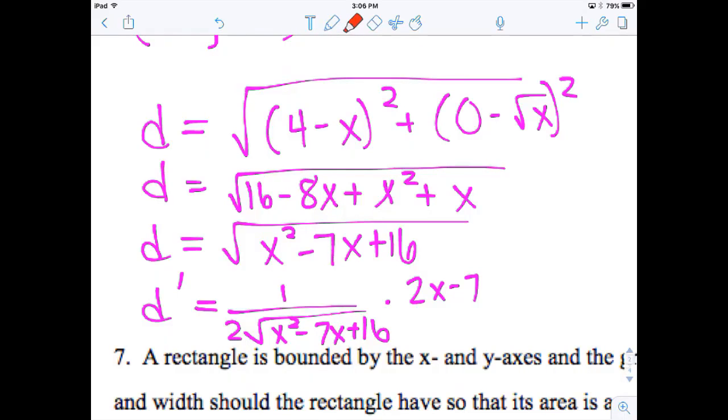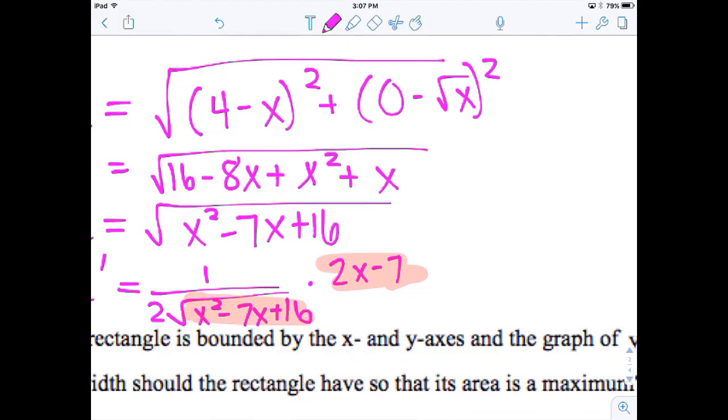And what we're looking at here is this quadratic, which has no real solutions. You could try, but it doesn't have any. And then 2x minus 7. So this will never be undefined over the real numbers. So I'm just going to set 2x minus 7 equal to 0. And so x equals 7 over 2.